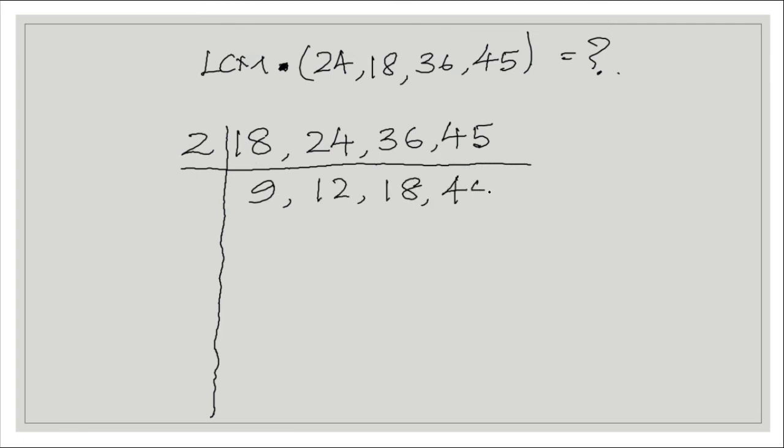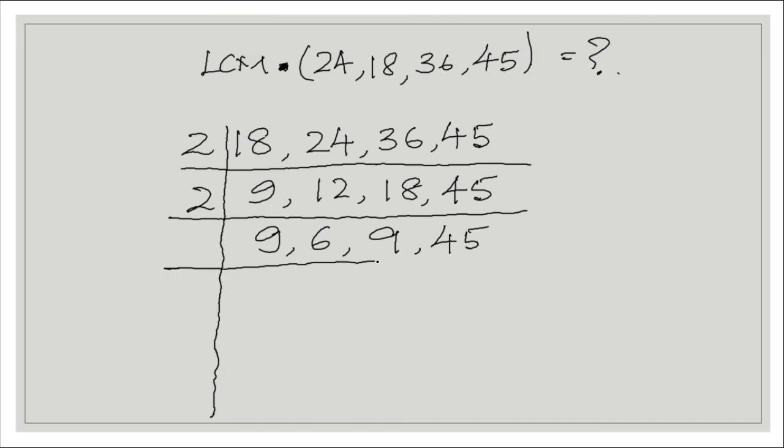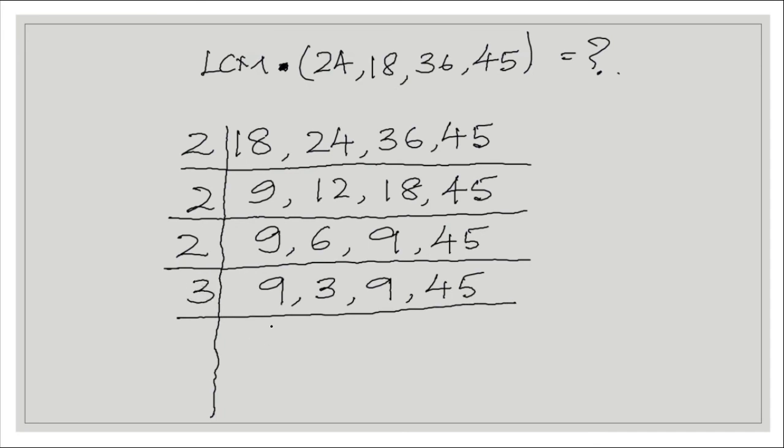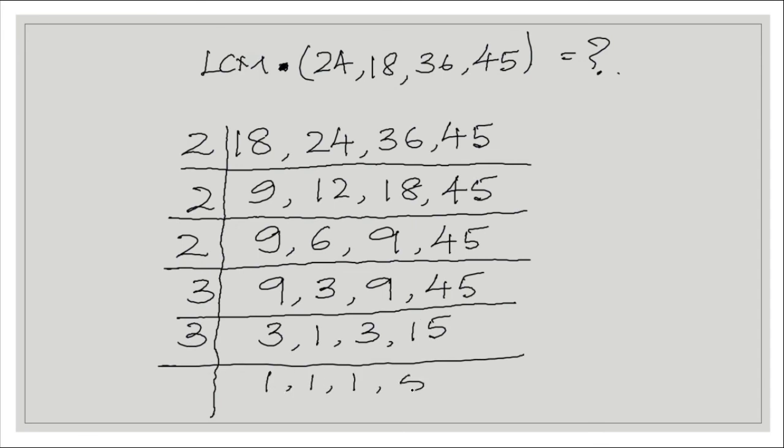9, 12, 18, it is not divisible, so 45 is written as it is. Once again we have got an even number, let me divide by 2. 9 written as it is, 6 times, 9 times, 45 is written as it is. Now I will once again divide by 2 because 6 is divisible by 2. So 9, 3, 9, 45. Now I will consider the next prime number, 3. 3 threes are 9, 3 1 time, 3 threes are 9, 3 15 times. 3 divides 1 time, 1 time, 1 time, this is 5 times. So 5, 1 time. Here you observe at the end I am having all ones.